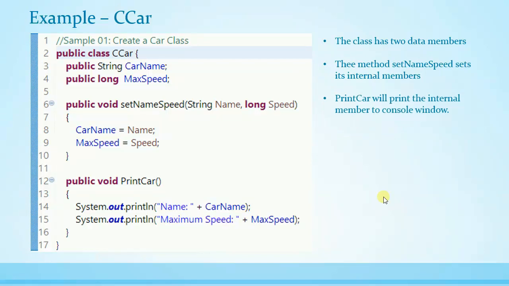Next we have a printCar method that just prints the internal members with some descriptive words. The descriptive words are name and maximum speed. So in the System.out.print line, we print the name. Then in the next line, we print the maximum speed of that car.